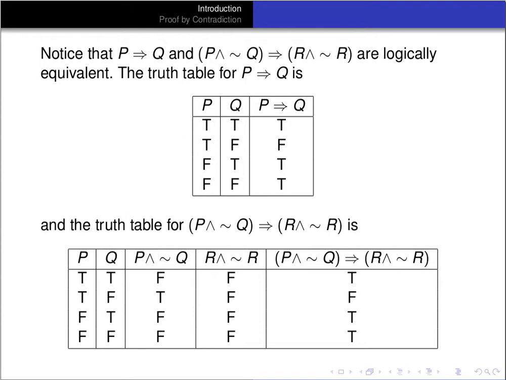So in particular, if P and Q are both true, then both P implies Q and P and not Q implies R and not R are true. The only case where they're both false is when P is true and Q is false. You can see that they're both true if P is false and Q is true, and they're both true if P and Q are both false. So that means they're logically equivalent statements.